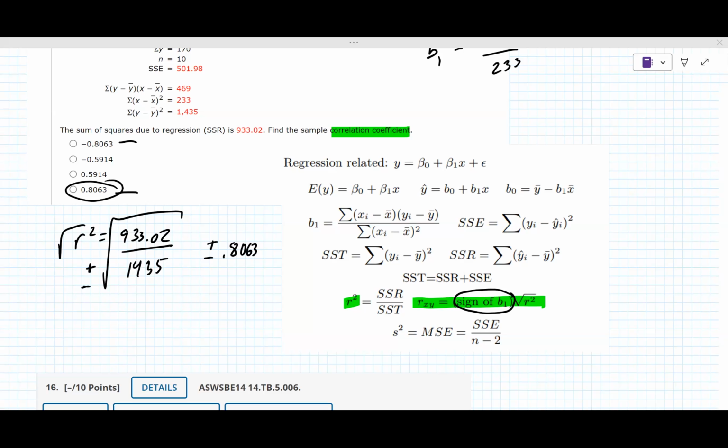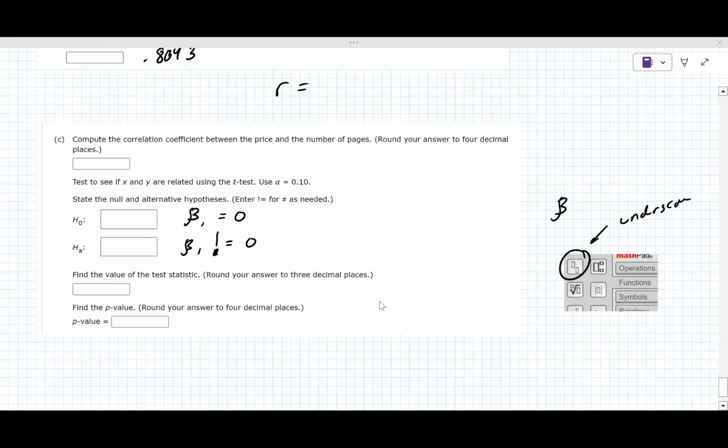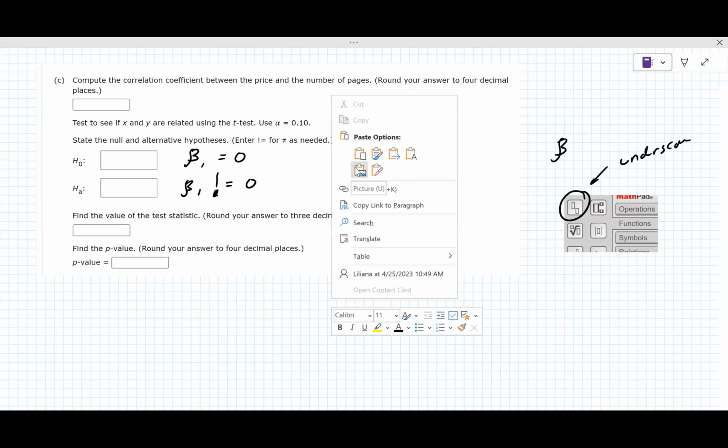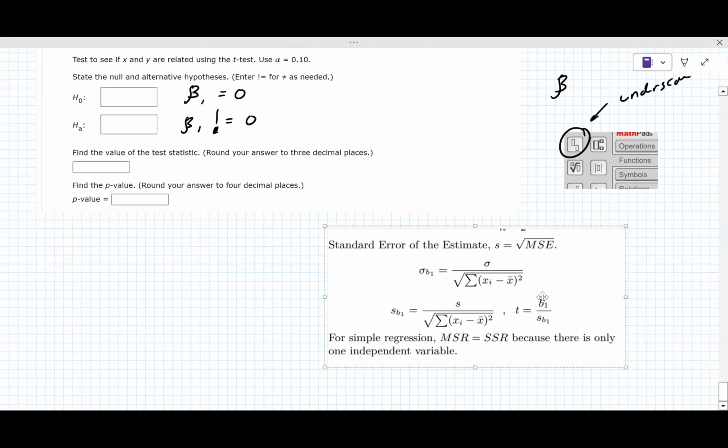So to find the t-value, I'm going to show you this here real quick. I'm going to give you the result. To find the value of the test statistic, it's over here on the right. It's this B1 over SB1. B1 is the slope. So we have that from the regression equation. SB1 you get from S over the square root of this thing. What is S? It's the square root of MSE. You actually have all these values.